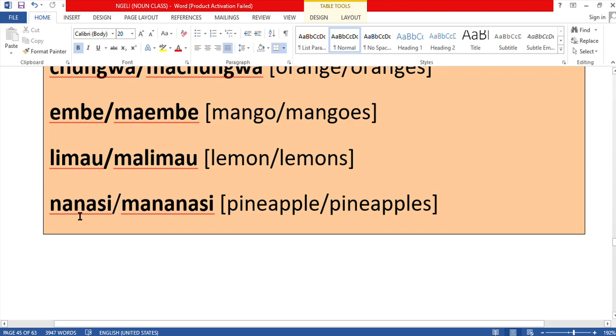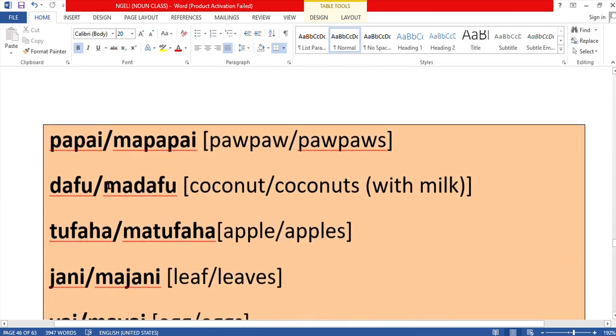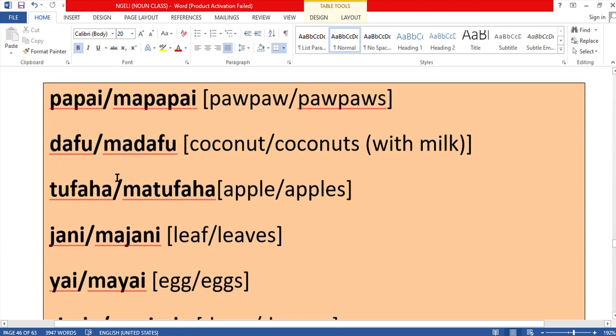Nanasi, mananasi. Papai, mapapai. Dafu, madafu. You know, this dafu is the coconut that has milk in it.